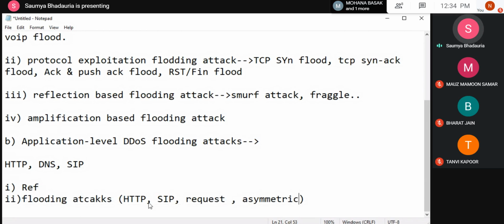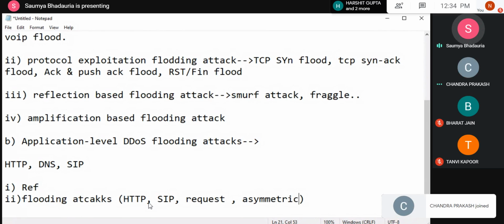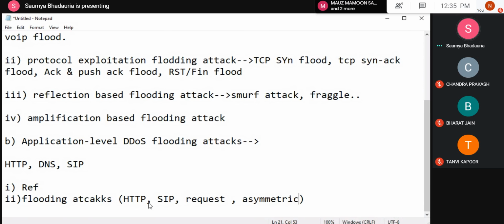Now, before moving further with these flooding attacks, let's talk about a few defenses which should be employed at this end. I told you in the previous class, we can have source-based defense, we can have destination-based defense, we can also have network-based defenses, right?